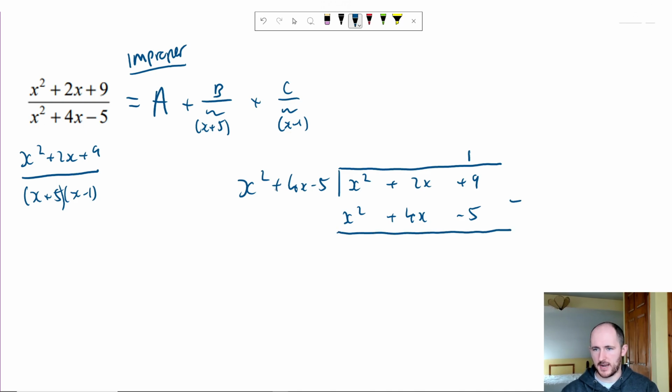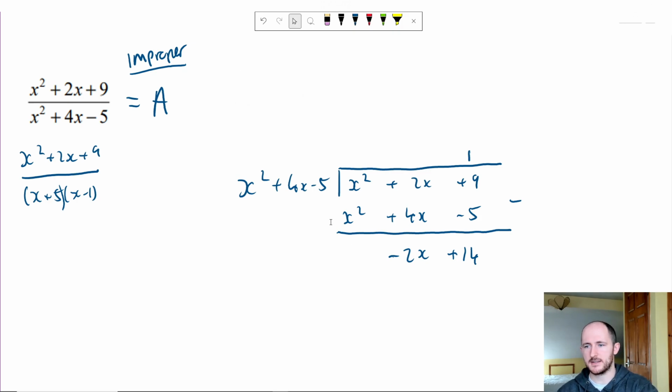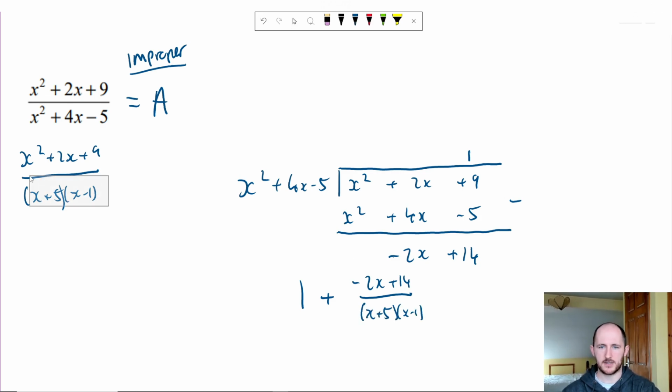And we subtract. So 0, we get minus 2x. 9 minus 5 means add, so plus 14. So this whole thing here, when we split it up, so I'm actually going to delete that for a second. It becomes 1 plus minus 2x plus 14 over our two brackets, which is x plus 5, x minus 1, where I got those brackets from because I factorized it over here.